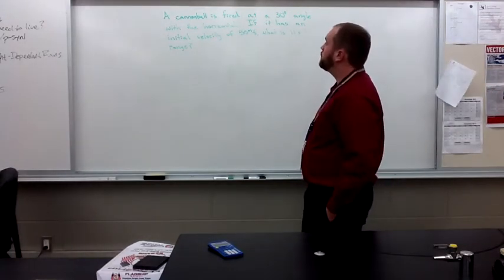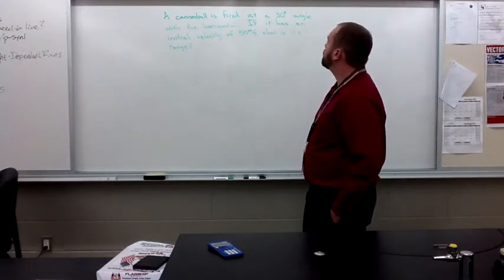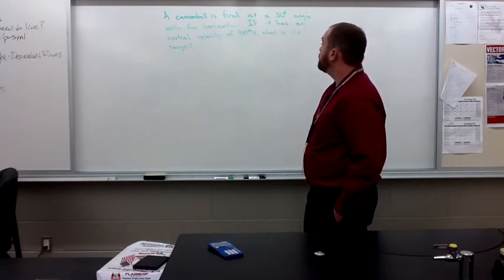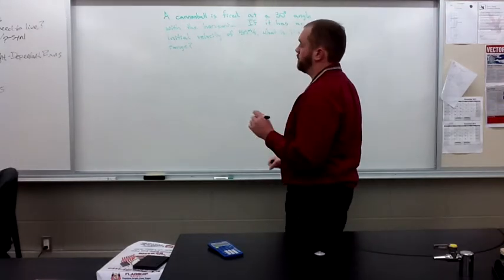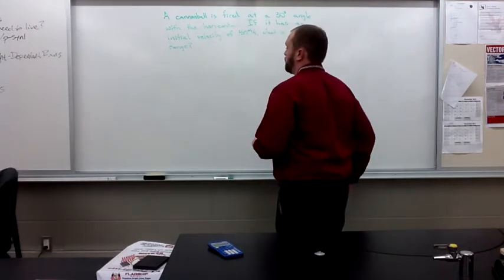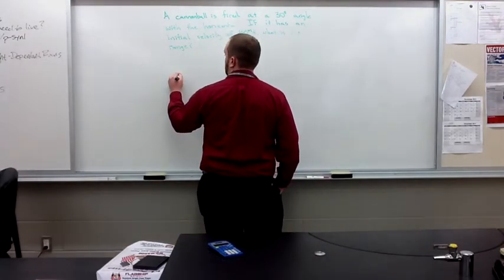Okay, this problem states a cannonball is fired at a 30-degree angle with the horizontal. It has an initial velocity of 50 meters per second. What is its range? So the first thing I'm going to do is draw a picture for what's going on. It's a pretty basic problem.